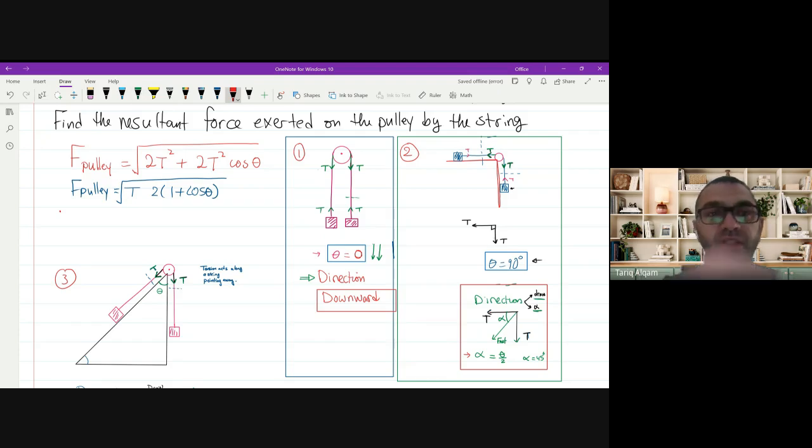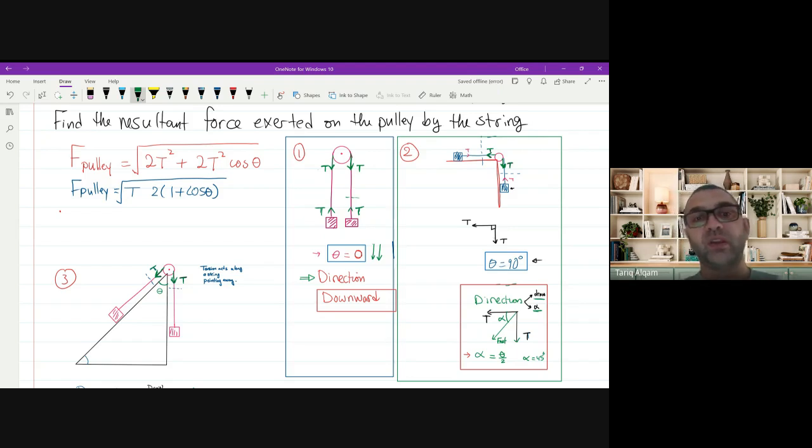The two objects will be influenced by tension force in this way. The pulley as well will be influenced by tension force in this way. In this case, similarly, the pulley will be influenced by tension force in this way. If you remember, the tension always acts on the object along the string, pointing away from the object. So the string will exert force on the pulley.